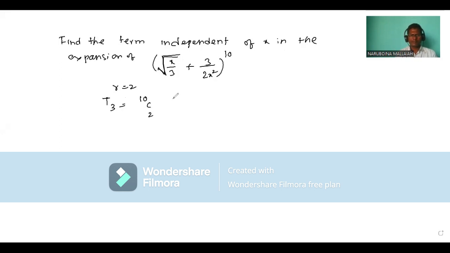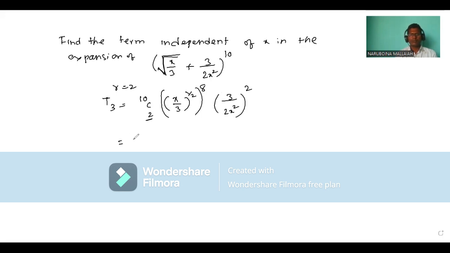Now write the first term, that is (x/3) to the power of 1/2. This is the first term. The second term is (3/(2x²)) to the power of 10 minus 2, which is 8. This power should be given to the first term, and this base should be given to the second term as power.